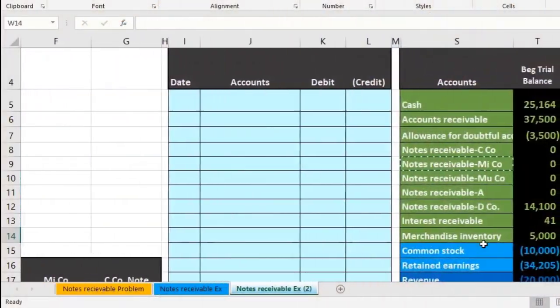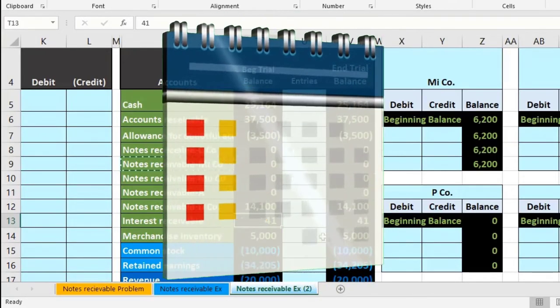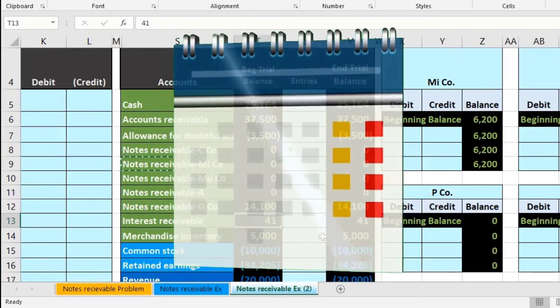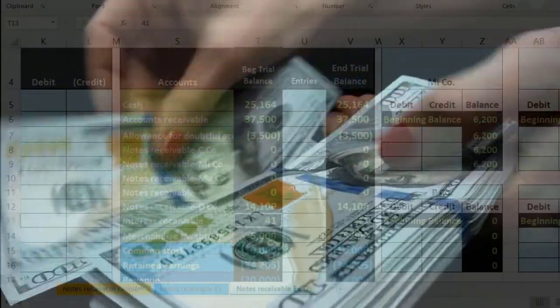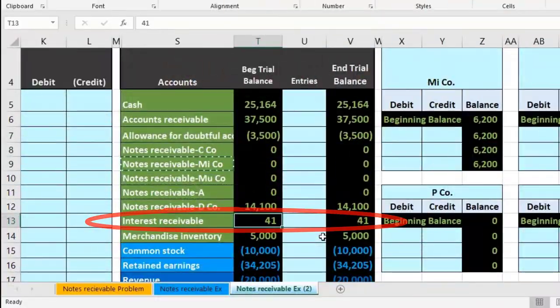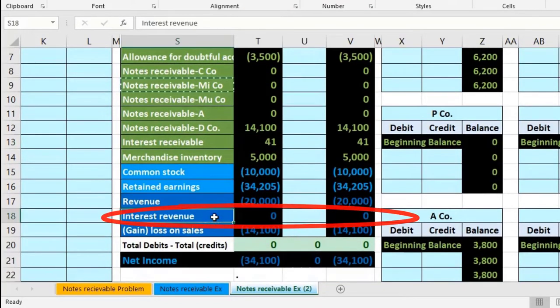So if we go to the trial balance, we can see that we have this $41 in interest receivable. Why? Because at the end of last year, we said that people owe us money that we haven't received yet, for what we've earned on it for those couple days. We earned it already by loaning the money out. So we debited the interest receivable and we credited interest revenue.